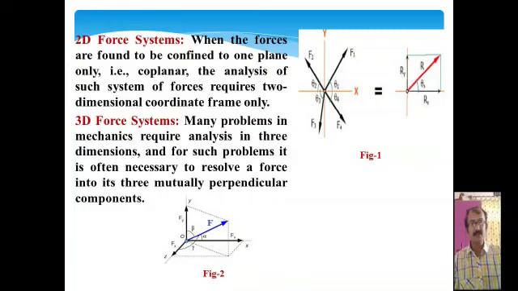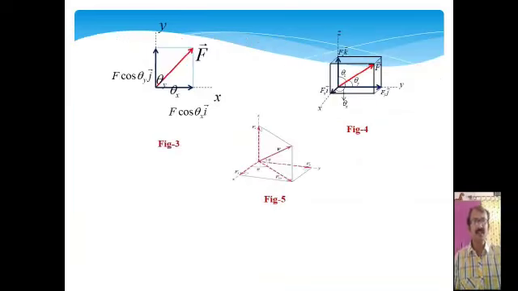The components of that force are Fx in the X direction, and Fy and Fz along the Y and Z axes correspondingly. Now in figure 3, F can be represented in the polar system, that is F cos theta x and F cos theta y, in vector form, and similarly figure 4 and figure 5 can be represented in the form of vectors.